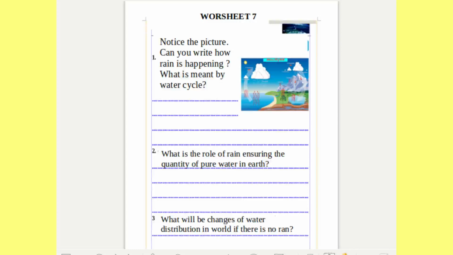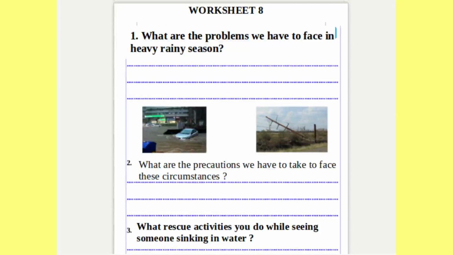Worksheet 7. Notice the picture. Can you write how rain happens? What is meant by the water cycle? What is the role of rain in ensuring the quantity of pure water on earth? What will be the changes in water distribution in the world if there is no rain?